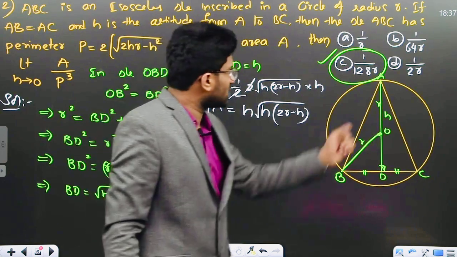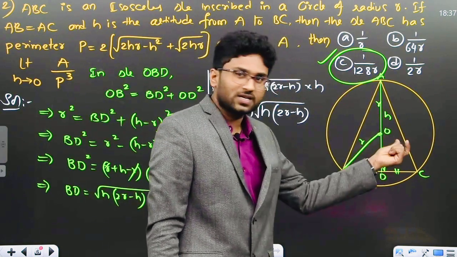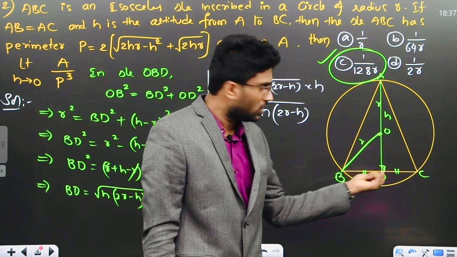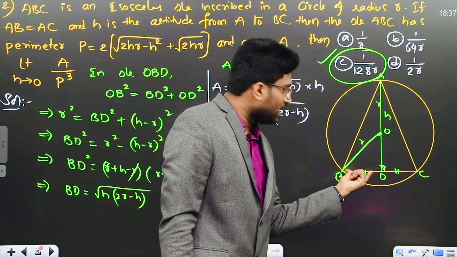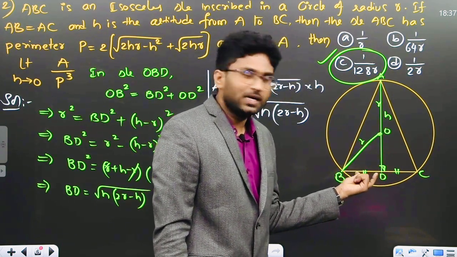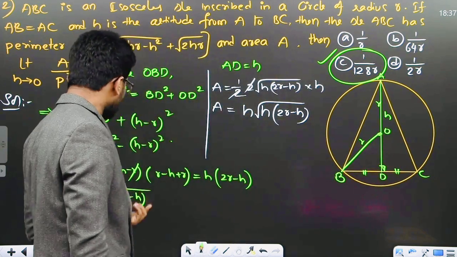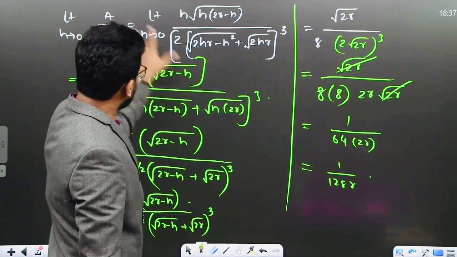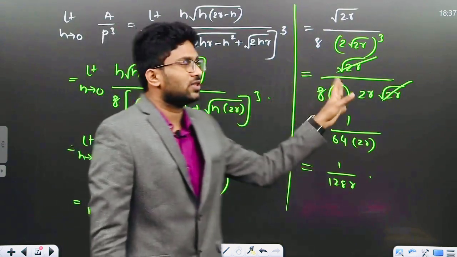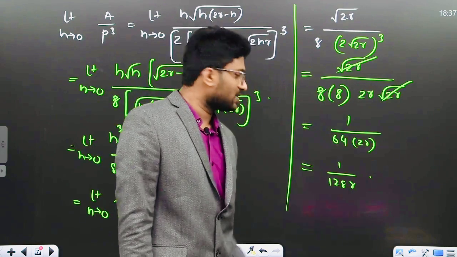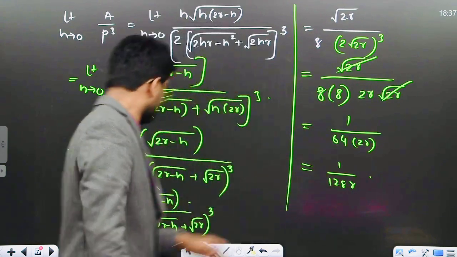So simple, guys. First we considered an isosceles triangle, so the median will be the altitude, median. Now we found BD. Why did we find BD? Because to get the area, we found BD just by using the simple Pythagoras theorem. From there, we just substituted. We found the area and substituted everything in this. Clear? The final answer is 1 by 128 times r.